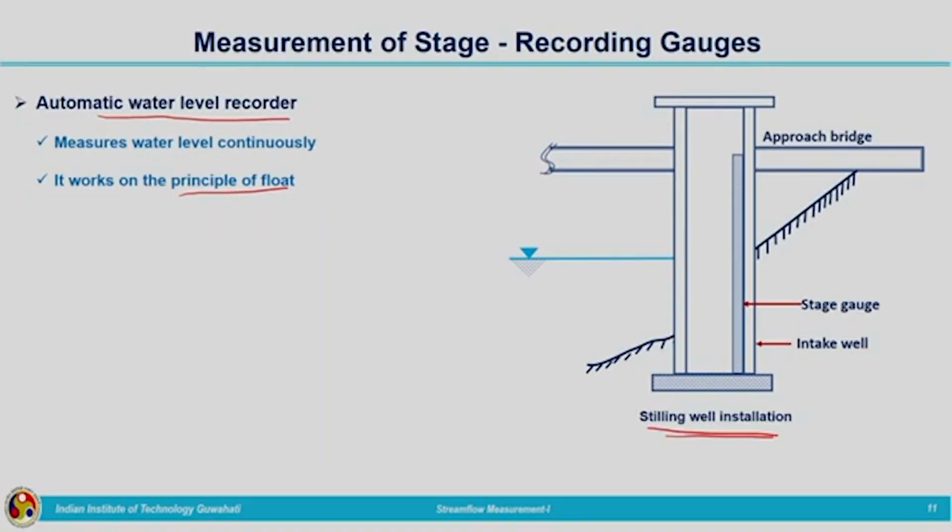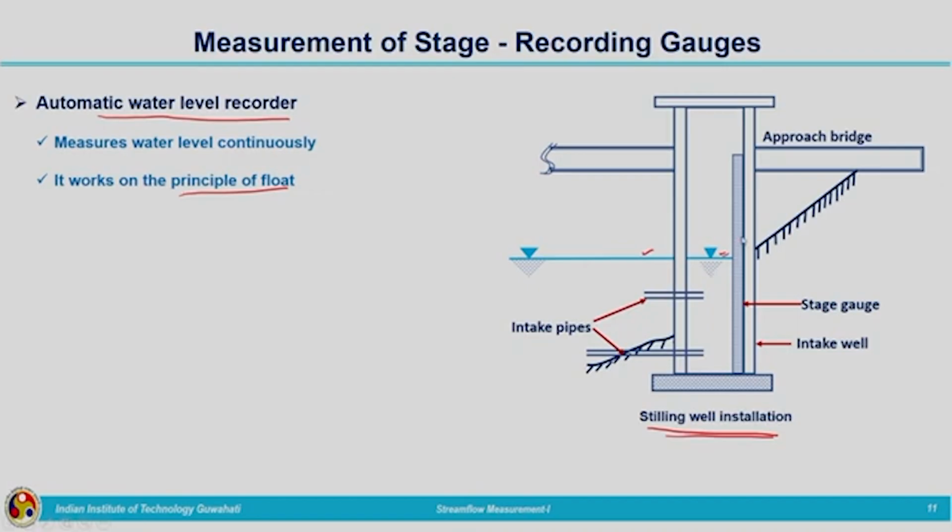So, this is our stage gauge, that is water level measurement manually can be done, and we will be having intake pipes. Two intake pipes are provided so that water will be entering into the intake well through those intake pipes, and the water level which is present on the stream will be maintained within the intake well also.